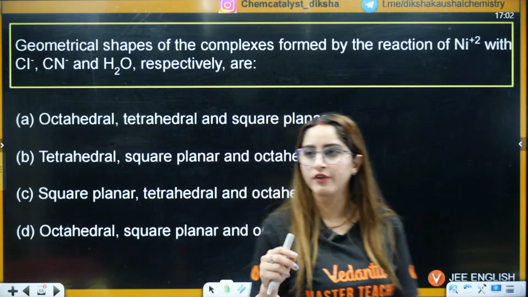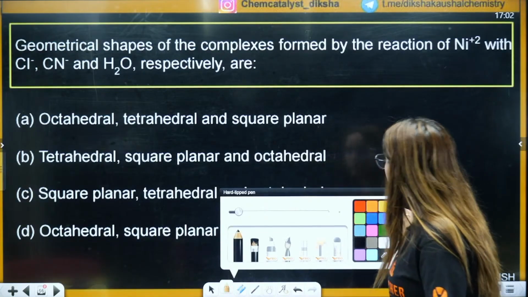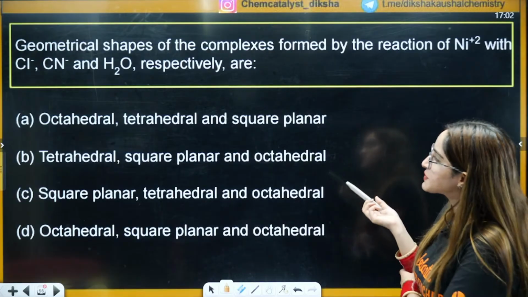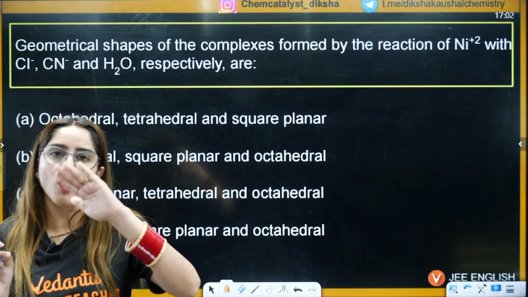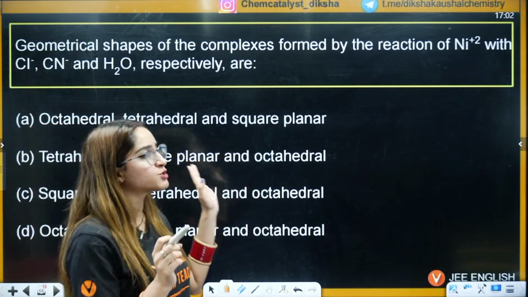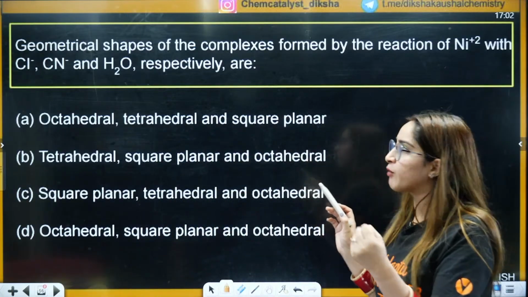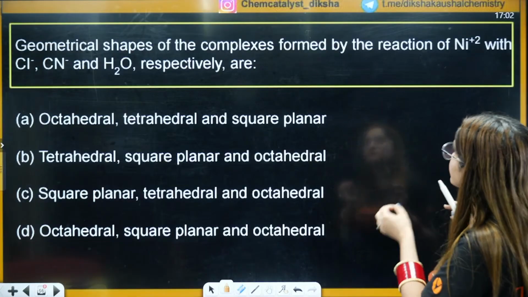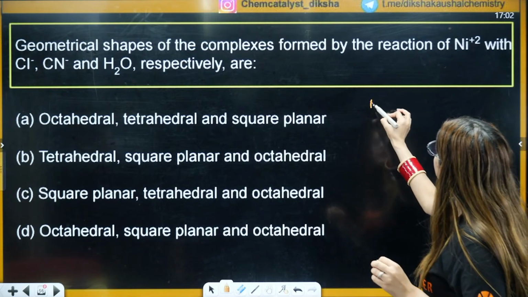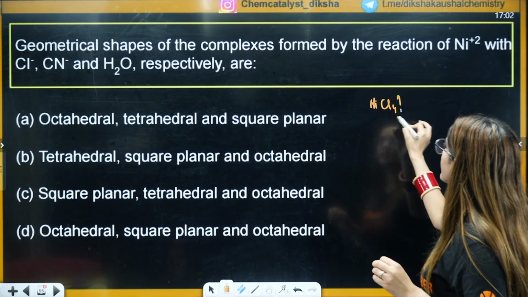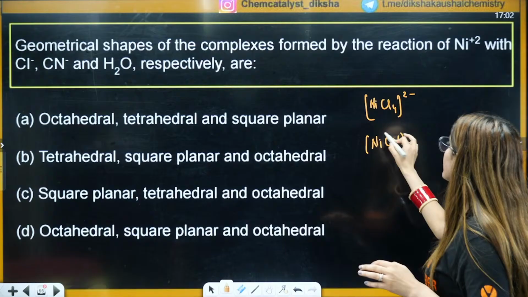Next question, everybody, on your screen is regarding geometrical shapes. So this is from inorganic chemistry, right? Now here the important thing is, if you have gone through enough examples, easily you can solve this, right? So nickel, they have not told you what is the formula of the compound. They have just given geometrical shapes of the complexes formed by reaction of Ni2 positive with Cl, CN and water. If you have gone through enough questions here, you would know that with Cl it forms this kind of compound. With the CN it forms this kind of compound.